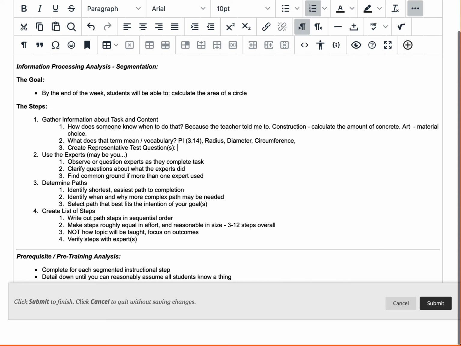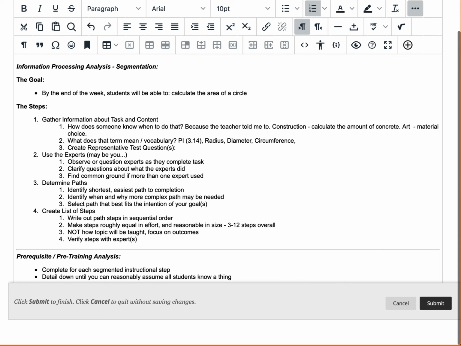So you're giving an assessment, and what you're trying to do is find out if your students can calculate the area of a circle. What might a test question look like that would ask somebody to do that? I guess you're given two of the three things needed, and they have to figure out what the third is.